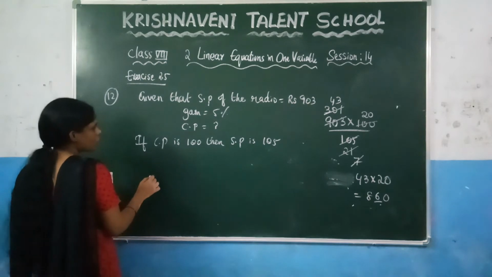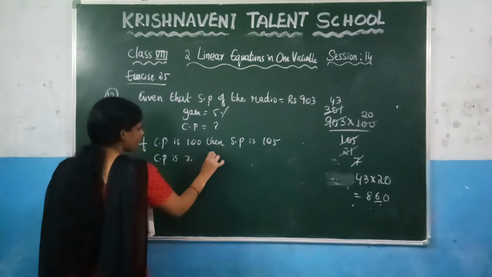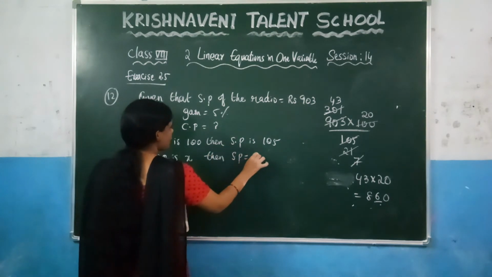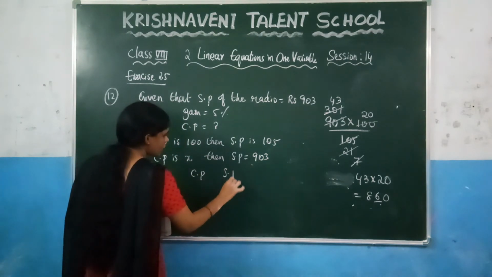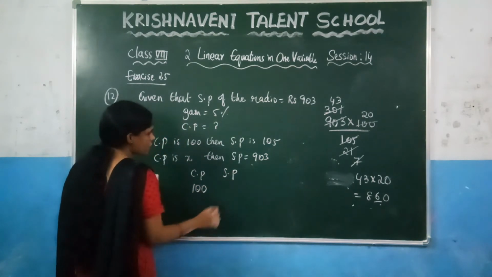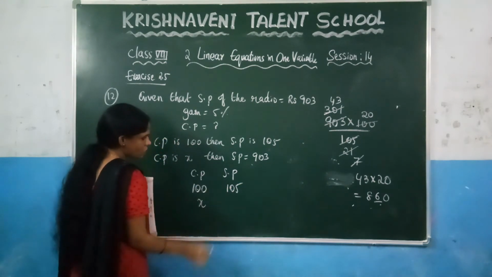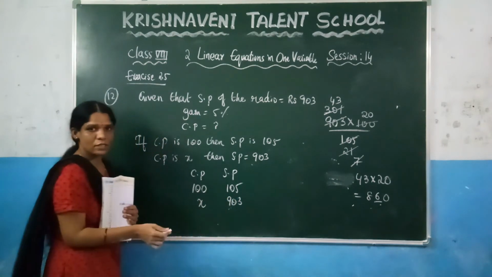You don't know what the cost price is. So let us say the cost price is X. What is the selling price given here? They have given the selling price as 903. Write the cost price and the selling price here. If the cost price is 100, the selling price is 105. We don't know the cost price, so let us consider it as X, and the selling price given is 903.